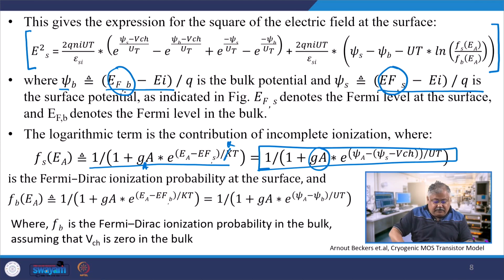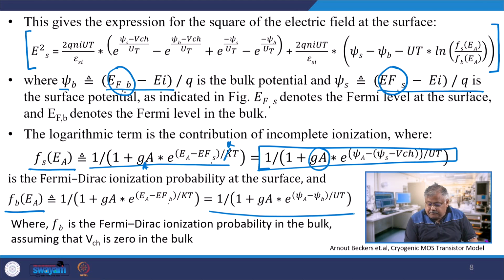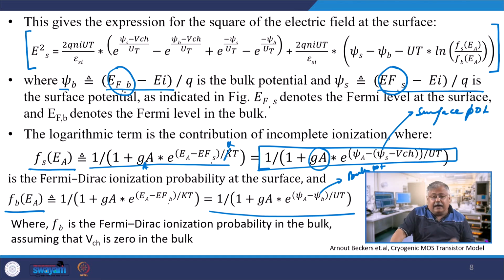Similarly, if you look at Fs of Ea, this means the surface potential because of acceptor ion, and this is the bulk potential which comes out to be this, right. The Fermi level at surface depends upon the value of your surface potential here, and if you look at Fb, it depends upon the bulk potential here, where Fb is the Fermi-Dirac ionization probability in the bulk, and I am assuming that the channel potential is 0 in the bulk, obviously because it is the edge of the depletion which will happen, right. So, these two factors come into picture.